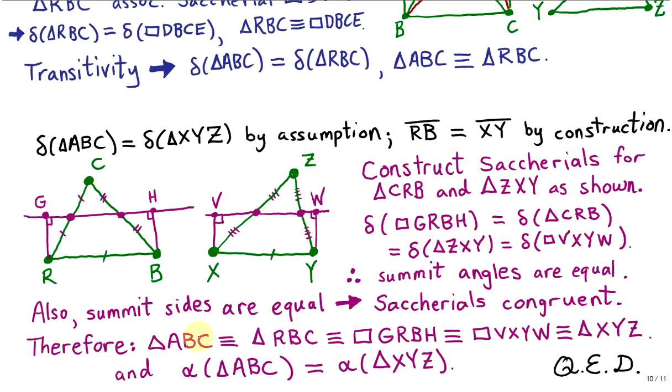By transitivity, these two triangles, ABC and XYZ, are equivalent by dissection, but if they're equivalent by dissection, that means that they have the same areas. And that completes the proof of this theorem. Our initial assumption was just that these two hyperbolic triangles had the same angle deficit, and from this we were able to conclude that they have the same area.